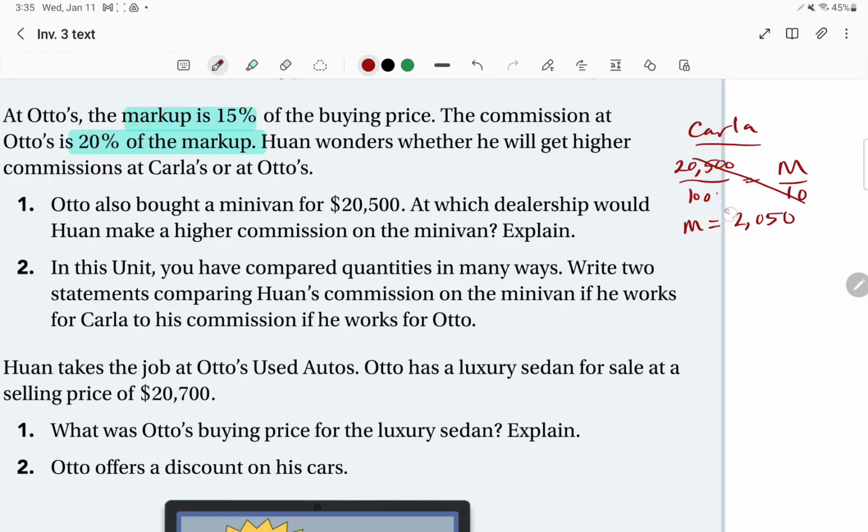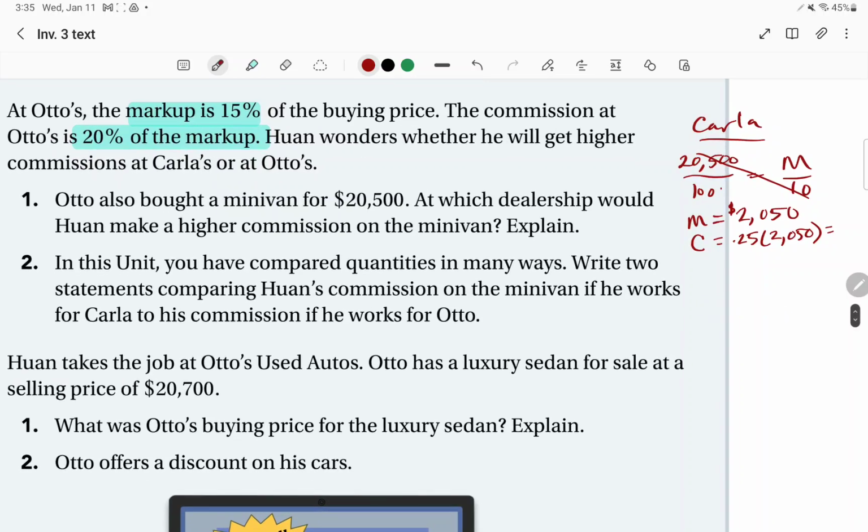So that 2,050, sorry, that's how much she's going to mark up her car. So his commission, remember, is going to be 25% of that. So 0.25 times 2,050. That will give him a commission, and I'll write it underneath here, of $512.50. Not bad for a day's work, right?